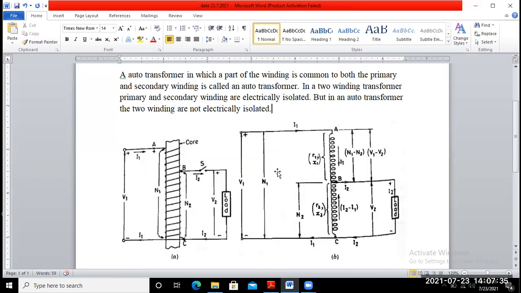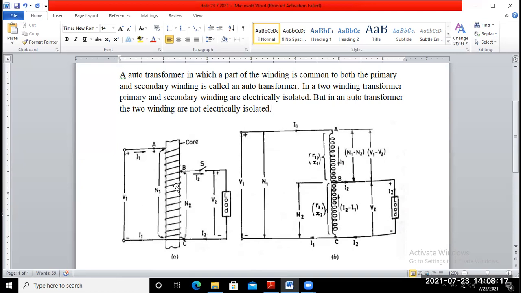So this one is your schematic diagram. Suppose that this one is your core, where we wind the winding, that means primary as well as secondary. If you observe, on this core we wind the winding, and from this point to this point the supply is given, which is represented by V1. So the total winding, represented by the A and C terminals, has N1 turns. Okay, so the whole winding is your N1.